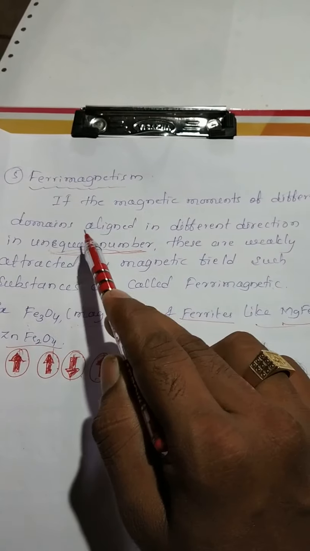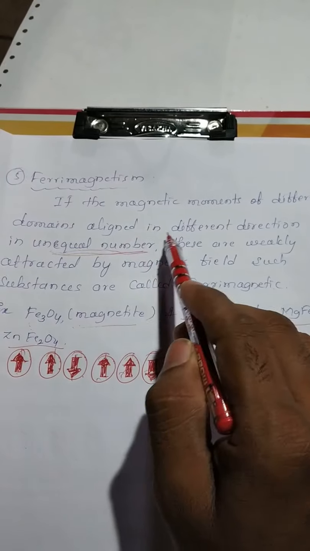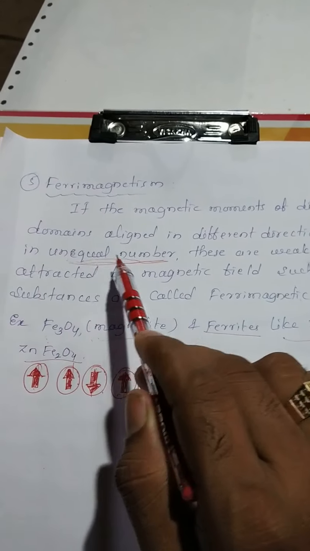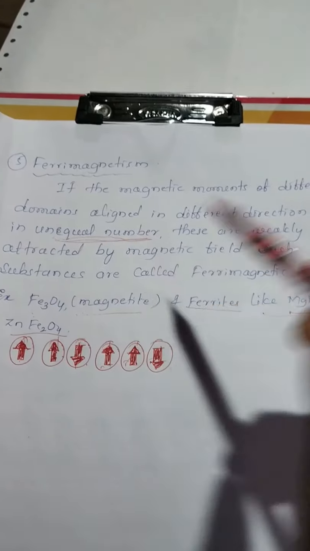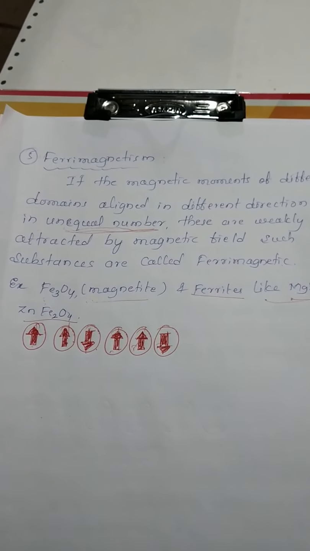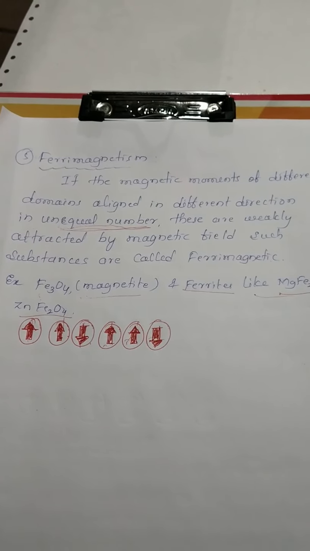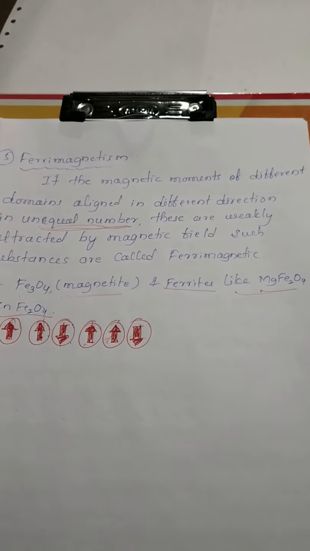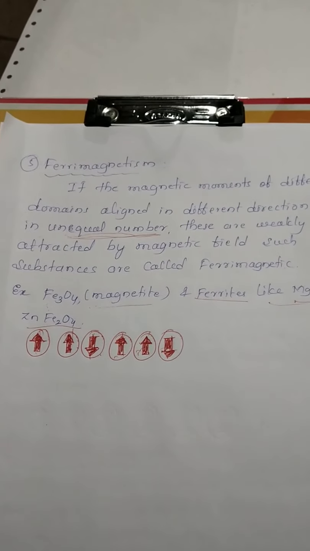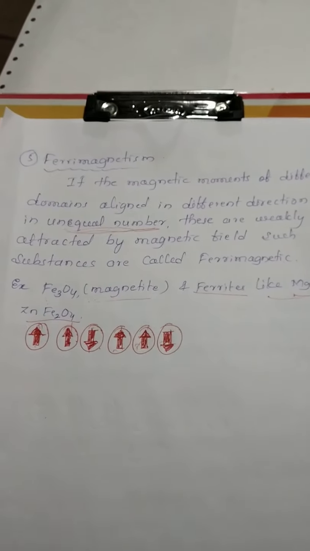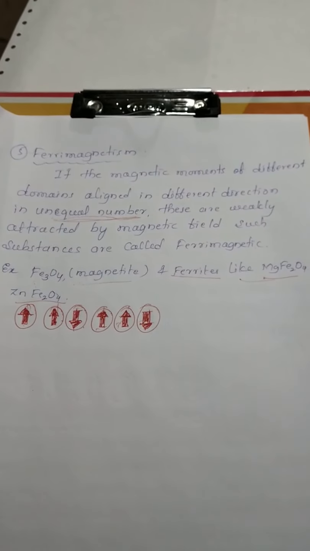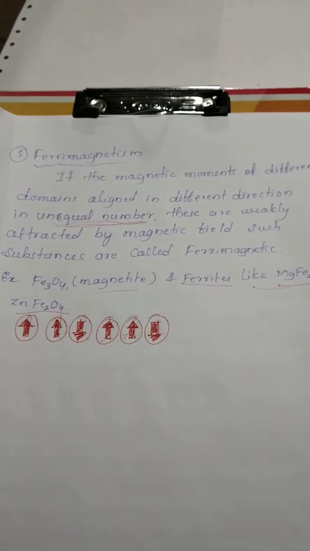Hence the magnetic moments of different domains are aligned in different directions in unequal number, and these are weakly attracted by the magnetic field. Such substances are called ferrimagnetic substances. Examples: Fe3O4, MgFe2O4 and ZnFe2O4.